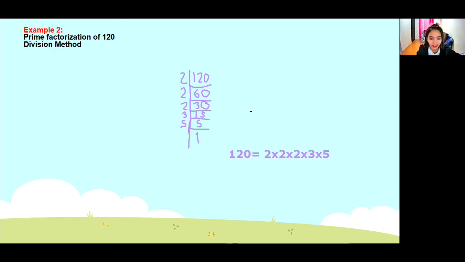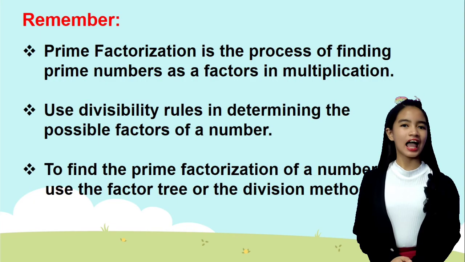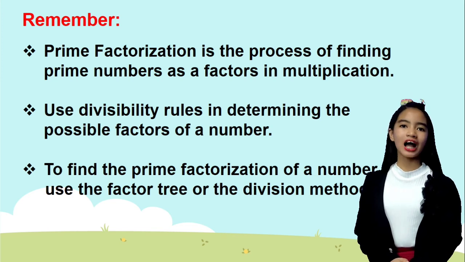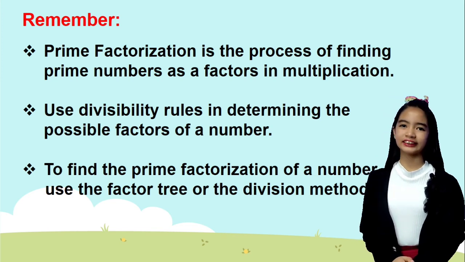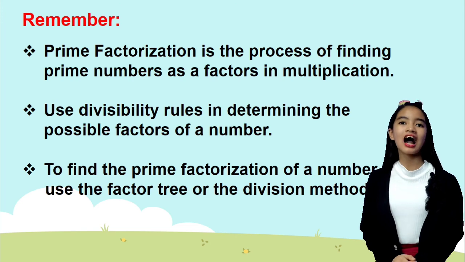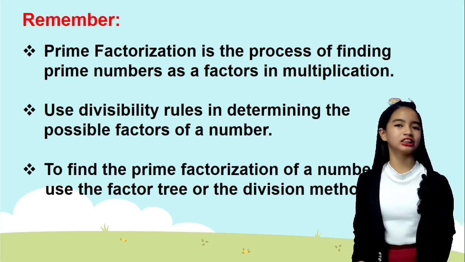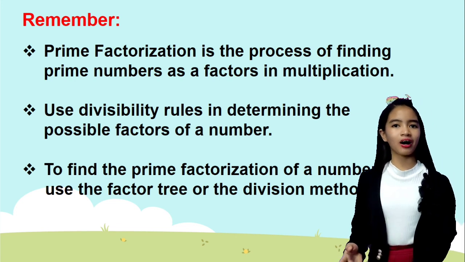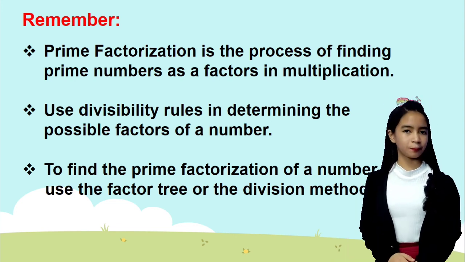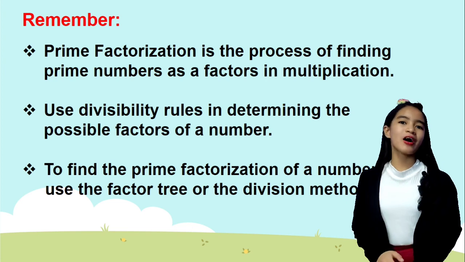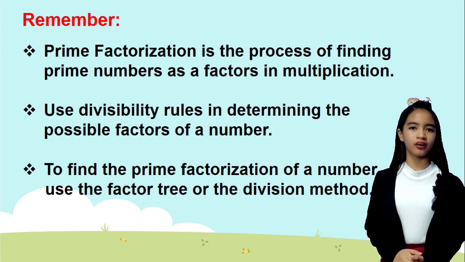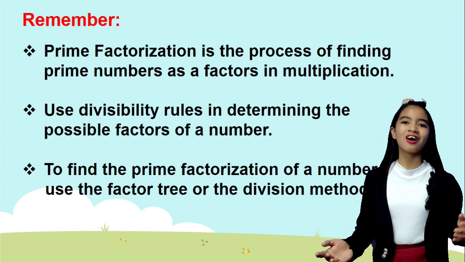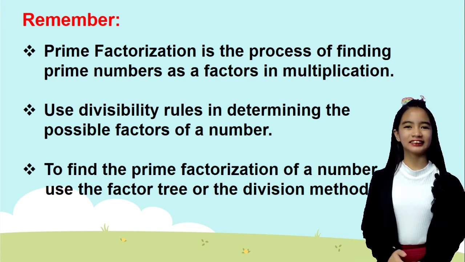Okay? Do you understand our lesson? Okay, very good. And remember, prime factorization is the process of finding prime numbers as factors in multiplication. Use divisibility rules in determining the possible factors of a number. To find the prime factorization of a number, use the factor tree or the division method.